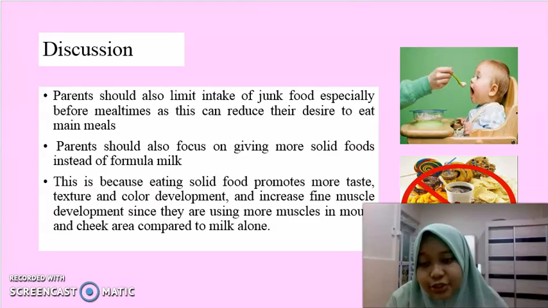And this is the general suggestion. Parents should actually focus on giving more solid foods to children instead of focusing on giving them high and expensive milk, because eating solid food can actually promote taste, texture and color development, and it can also increase fine muscle development since they are using more muscles in the mouth and cheek area compared to when they are drinking milk alone. They're only sucking, so they don't develop any kind of muscle, only sucking.